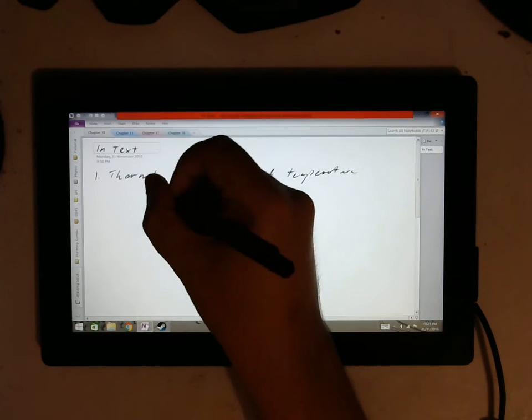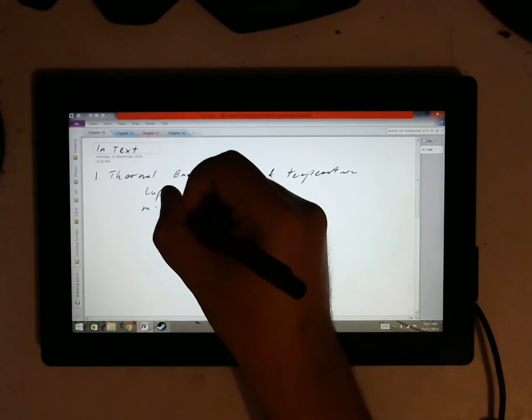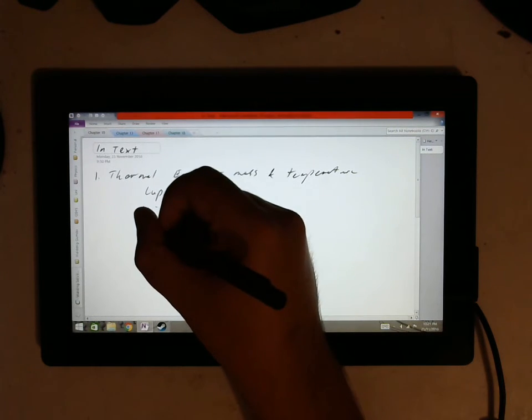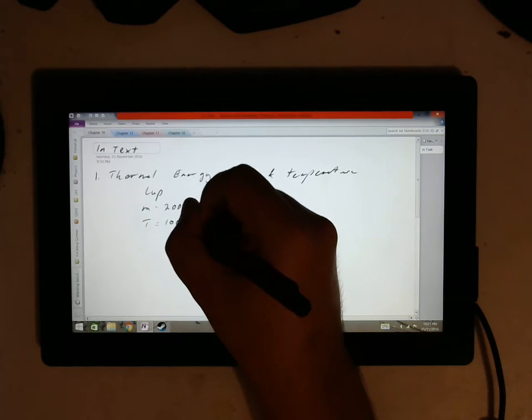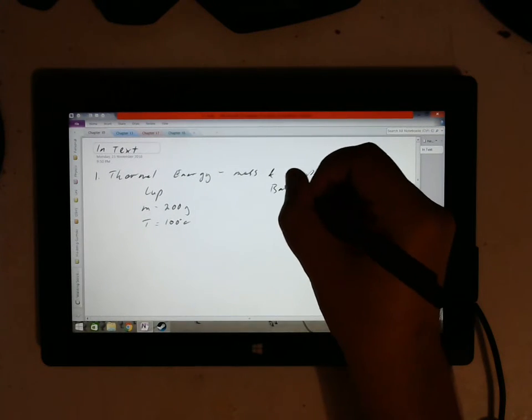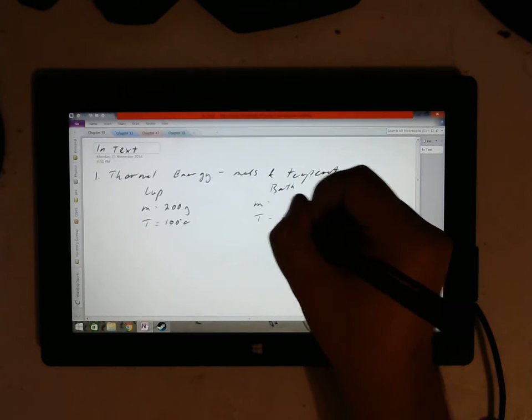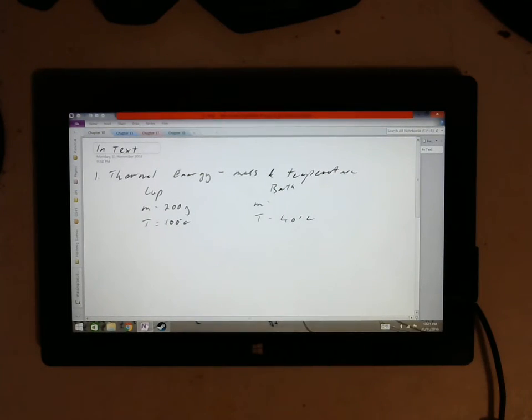So if we list that off, for the cup, mass might be about 200 grams, and the temperature is 100 degrees Celsius. But if we think about a bath, well, what's the mass within a bath? Go grab yourself a 2 litre jug of milk, or a 1.25 litre or 2 litre bottle of soft drink, and pour it in the bath. How many of those could you fit in a bath? If we can fit 10, we're now up above 20 kilograms.